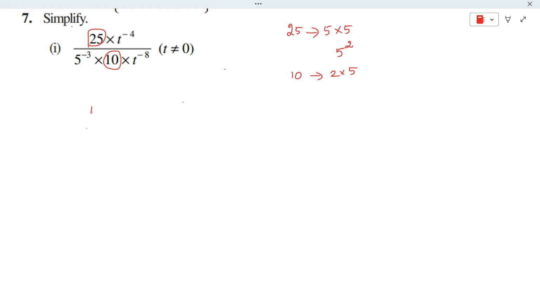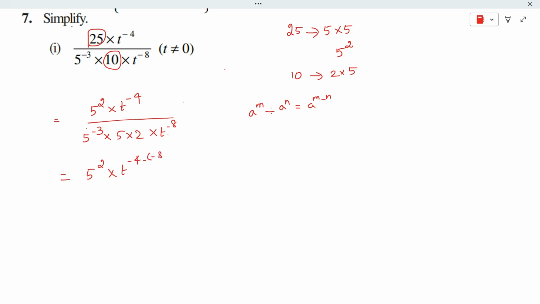So 25 is nothing but 5 square into t power minus 4. The denominator is 5 power minus 3. Instead of 10, I am writing 5 times 2, and t power minus 8 I am writing as it is. So you can see the bases here, t and t are same. So I am just using the laws of exponent, a power m divided by a power n, I'm just subtracting the powers. So I'm just writing 5 power 2 into t power minus 4 minus of minus 8.